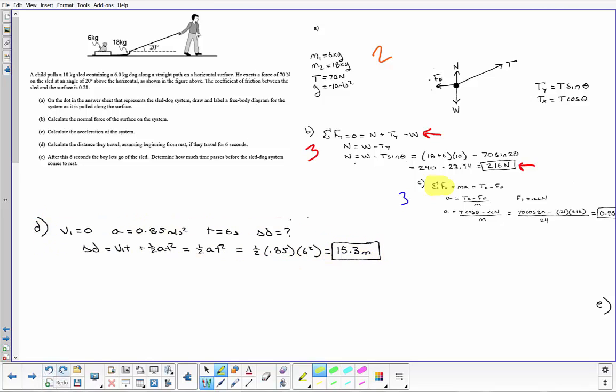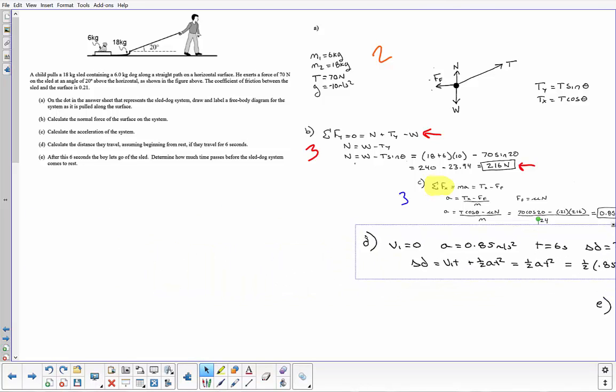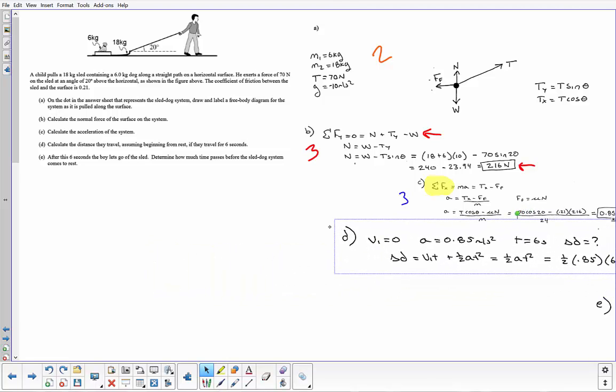Okay, and E. Sorry, wrong thing. E here. We have, at the end of that 6 seconds, the boy lets go of the sled. We want to know how much time passes before that sled dog system comes to rest.